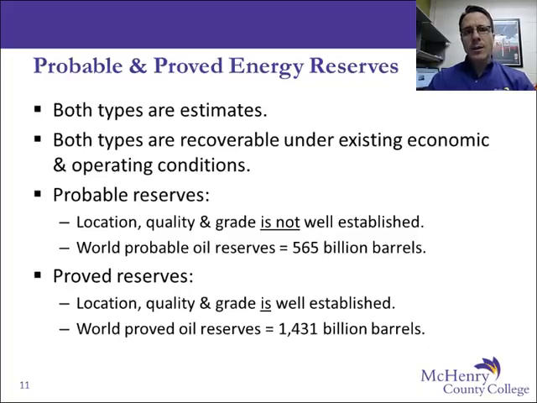If we contrast that with the proved reserves, they are where the location, quality, and grade is well established. Notice how that number changes dramatically. Today's world proved oil reserves are 1,431 billion barrels. So we have a very big difference between the probable reserves and the proved reserves.